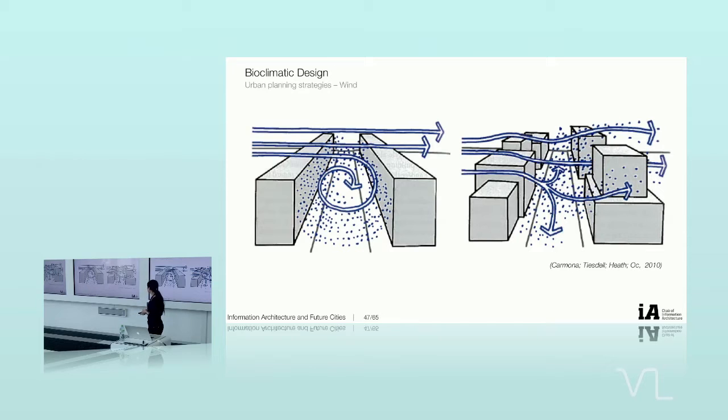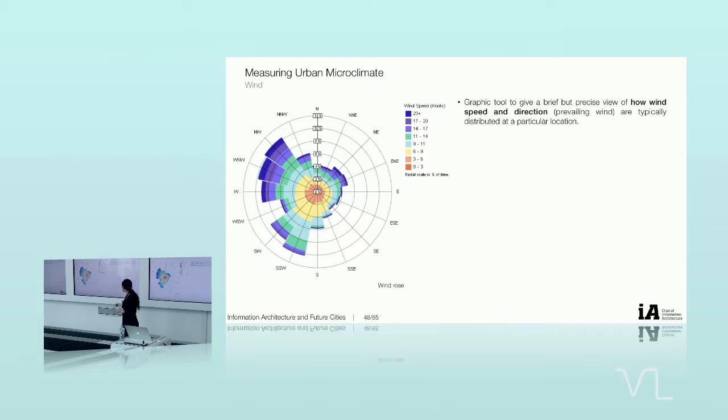So for example, in this image, we can see that if we have different buildings in different heights, we have more ventilation through the canyons. And so now I'm going to show you some tools that have been there for quite a while to measure and to have an idea of how the wind in different locations is.